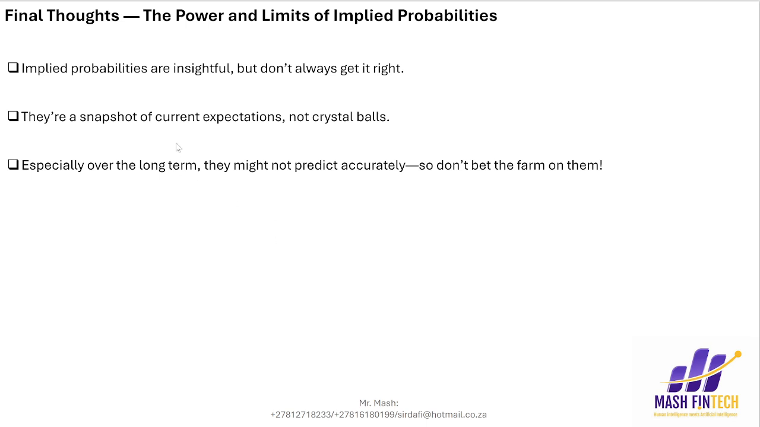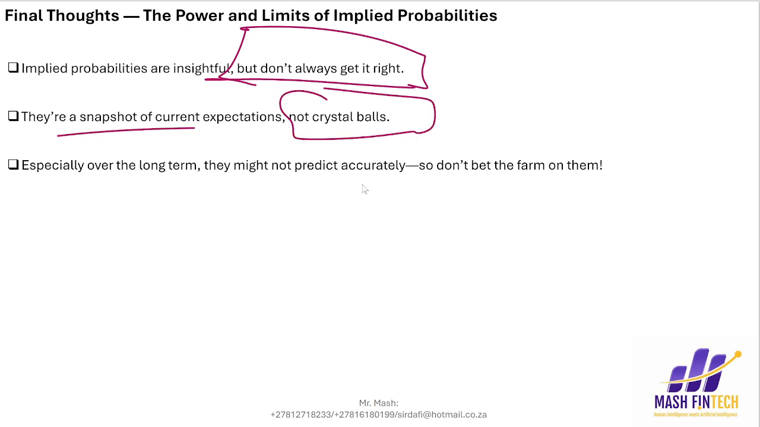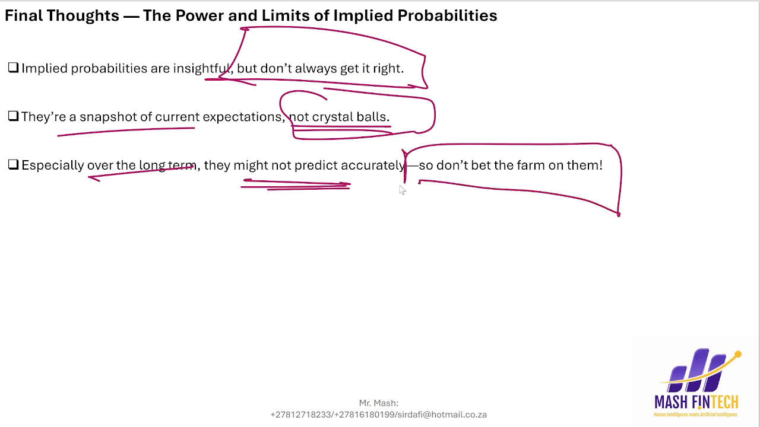To conclude, some final thoughts. The implied probabilities are insightful, but they are not always right. Remember this, they are not always right. They are not a crystal ball. They are just a snapshot of what is expected in the future, but they are not a crystal ball. You cannot say with 100% certainty, especially over the long term. There might be good predictions for the short term, but in the long term, they may not predict accurately. So do not bet your farm on them. All right, do not bet your farm.